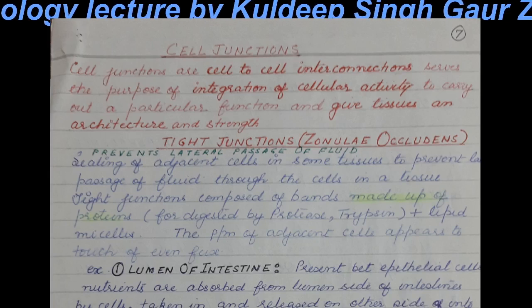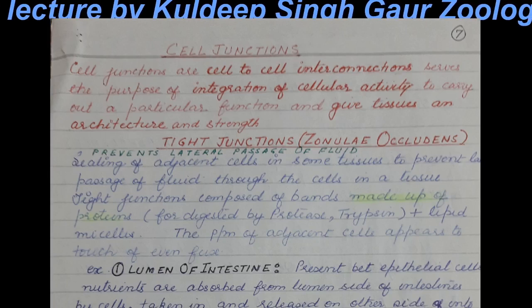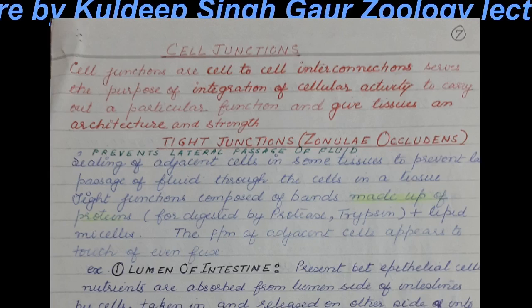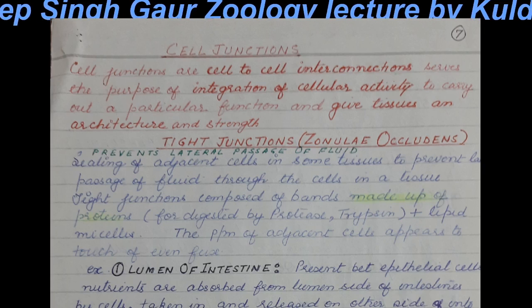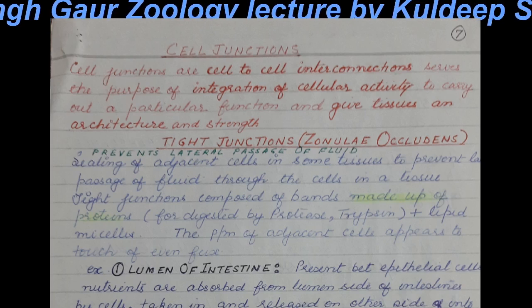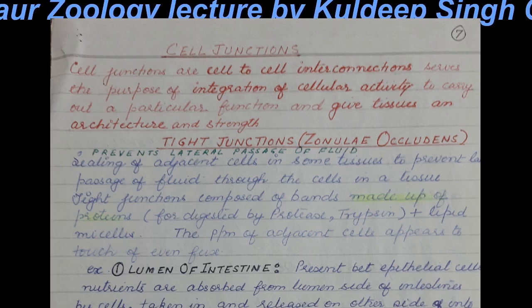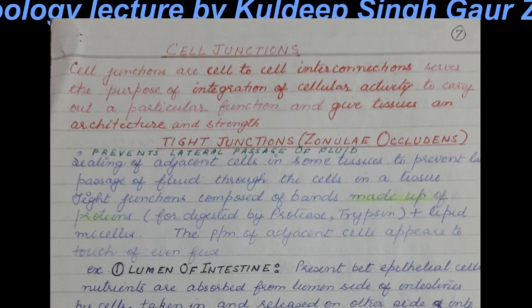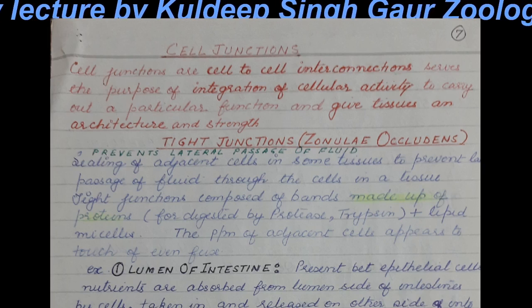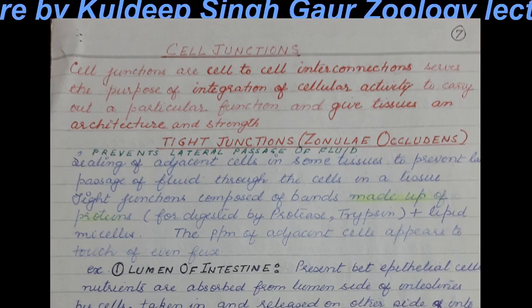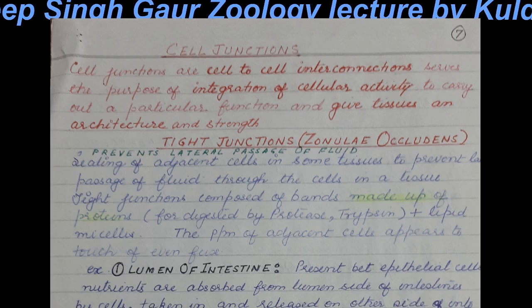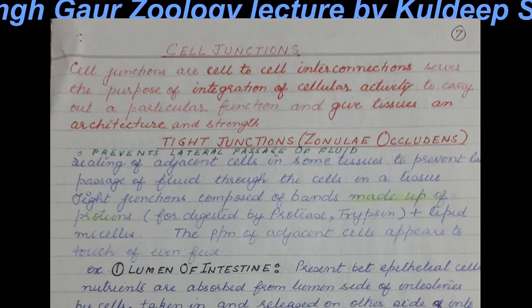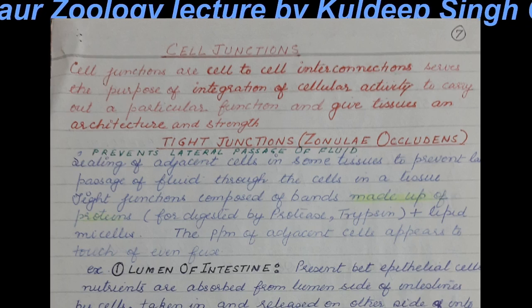Students, today we are going to study the rest of the cell junctions. Cell junctions, as I mentioned in the last lecture, are meant for cell-to-cell interconnections, and they integrate the cellular activity, which is the mark of a tissue. If the activity of the individual cells isn't integrated, then the cells are just an aggregation and cannot be designated as tissues.